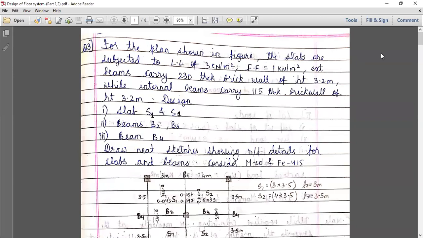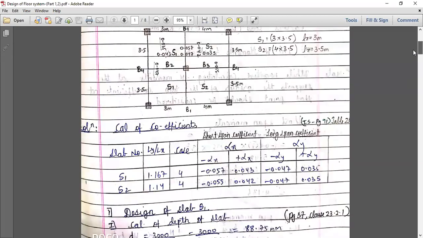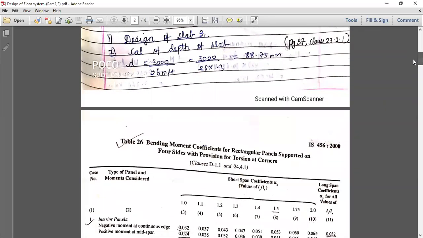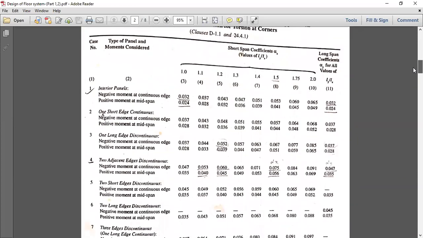So this was the problem which we have seen in the last lecture. We have to design the slab S1, and then beams B2 and B3, this continuous beam, and after that beam B4 also. We started with the slab design, and we have seen how to find out the coefficients, and from the table how to understand the case.